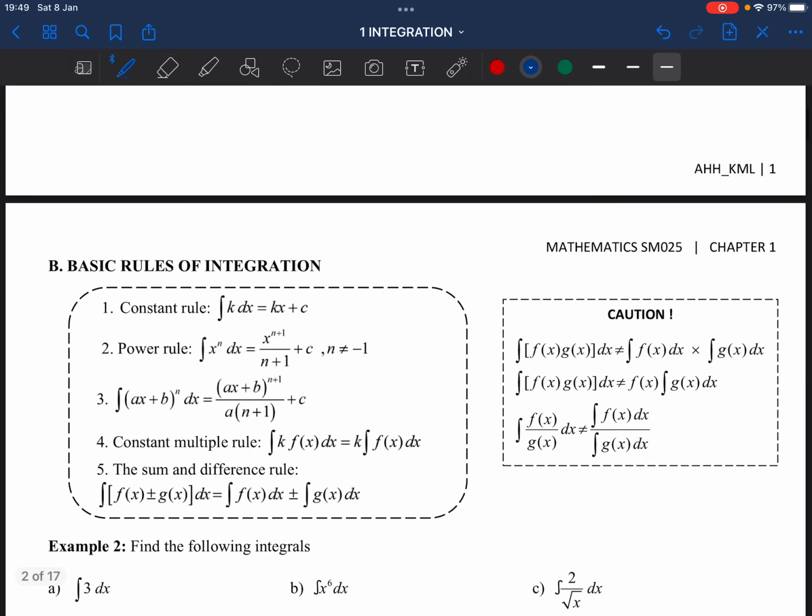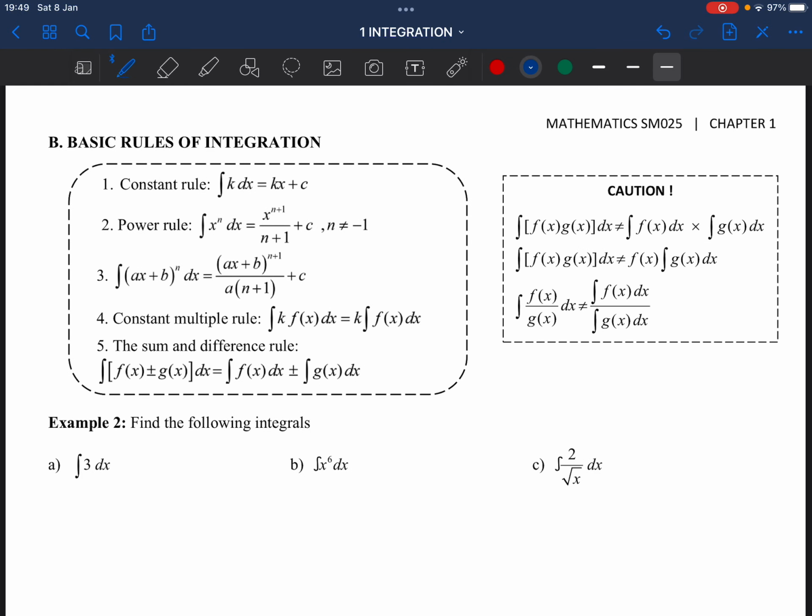Next, let's see basic rules of integration. There are a few basic rules of integration. The first rule here is a constant. You know that when you differentiate, power kena tolak 1. So for integration, antiderivative, it is the opposite of differentiation, that means power kena tambah 1 bahagi dengan power tambah 1.